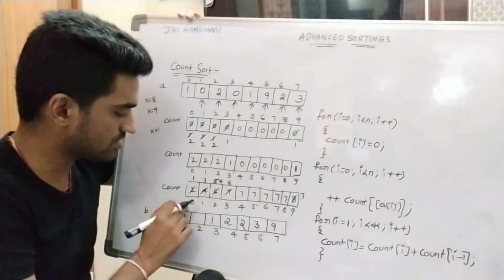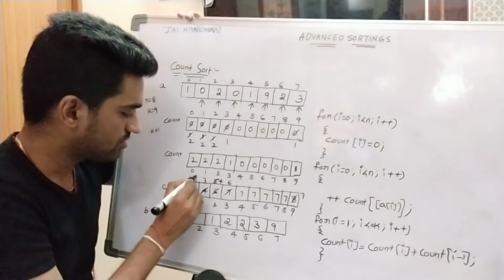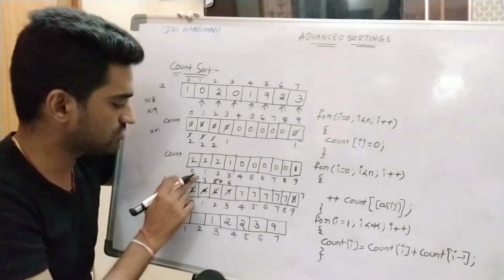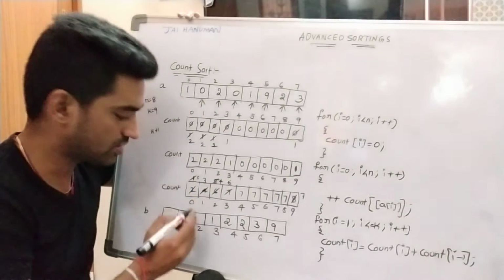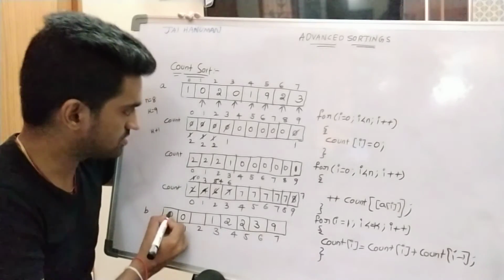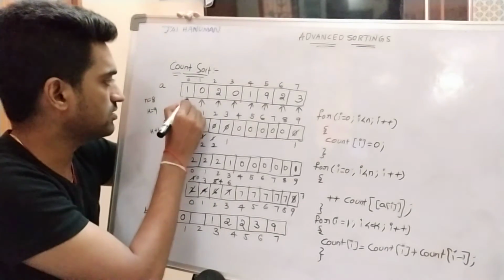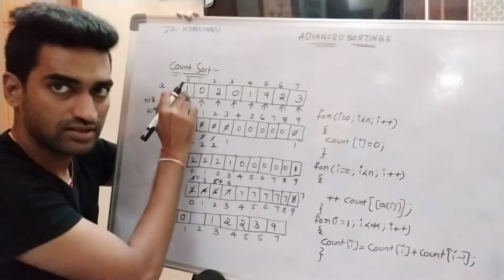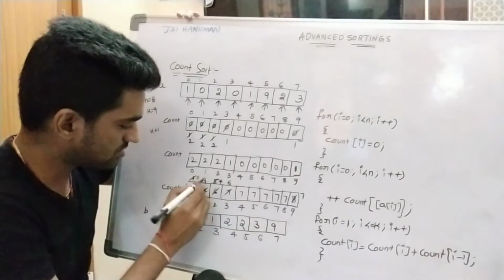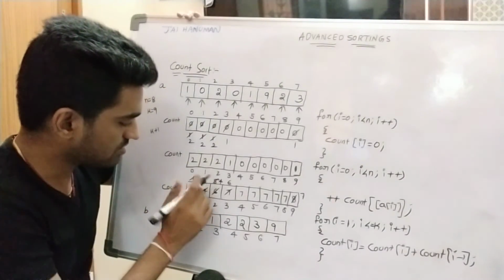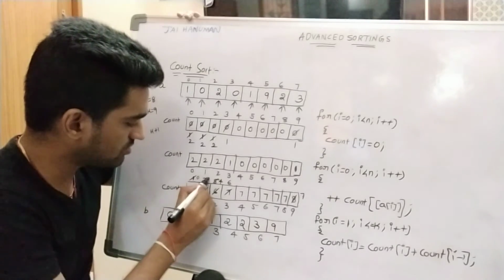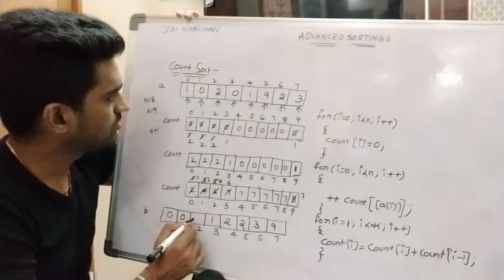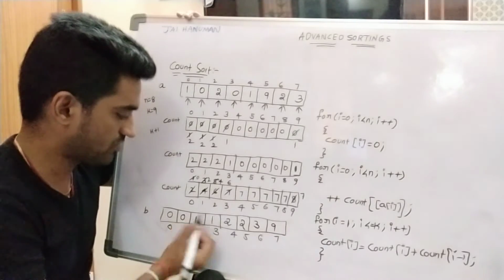So go to the 0th index of the count array. This is decremented by 1, giving 0. At the 0th position we are storing the element 0, right? Now go to the next element, 1. So go to the first index. This is decremented by 1, giving 2. So at the 2nd position we are storing 1.